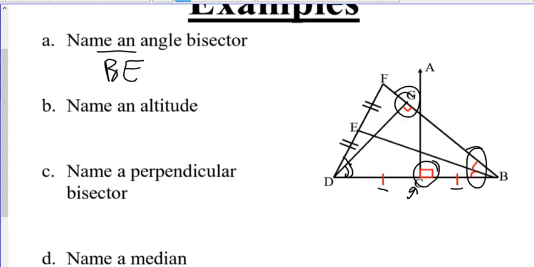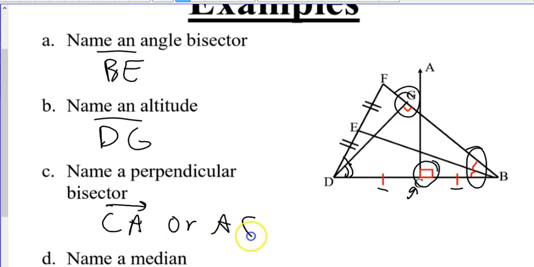Look at G, right angle, and it goes to D. So DG, line segment DG, is an altitude. Perpendicular bisector, I've already hinted at. That would be, now careful with this one, we have to write it like this. It's starting at C, going towards A. Or I could say AC, but remember, the arrow has to go from the C to the A, because it is a ray, not a segment.